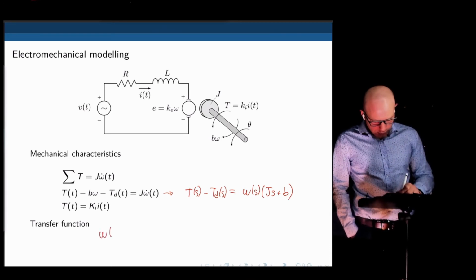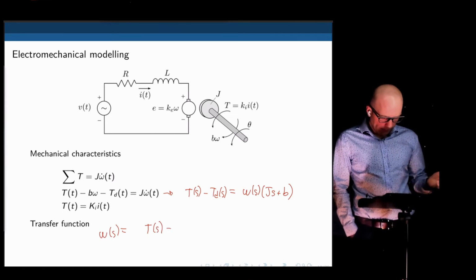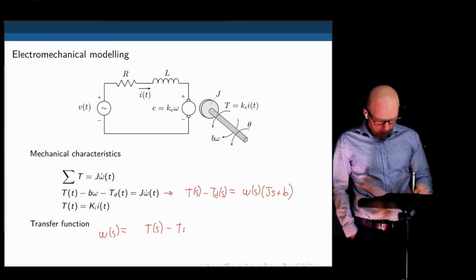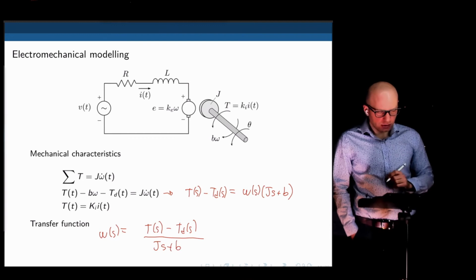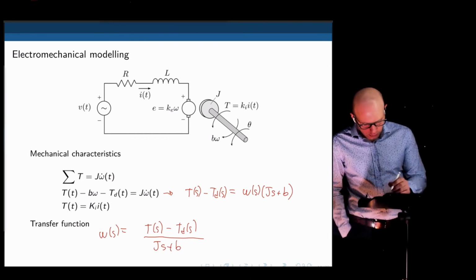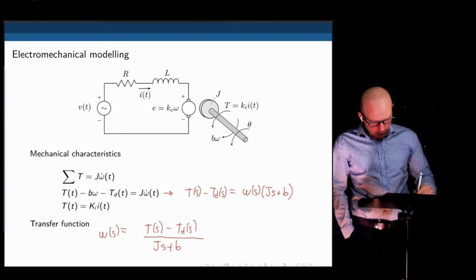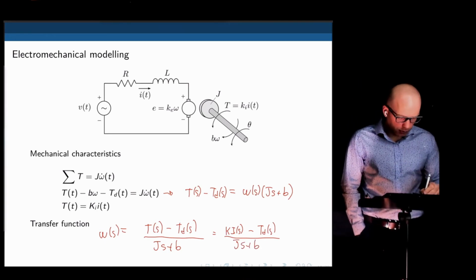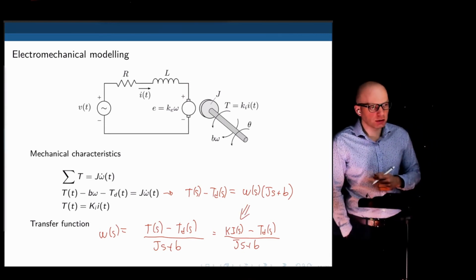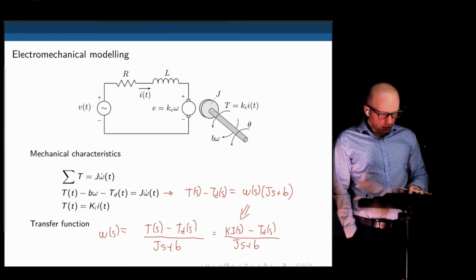Which means that the transfer function for the speed is T(s) minus TD, which is the disturbance torque, divided by Js plus B. And here we know that T(s), the torque, is simply K times the current. And again, the link between the electrical and mechanical part shows right there, through the current this time. All right. So this is from control systems. Now let's do a block diagram.